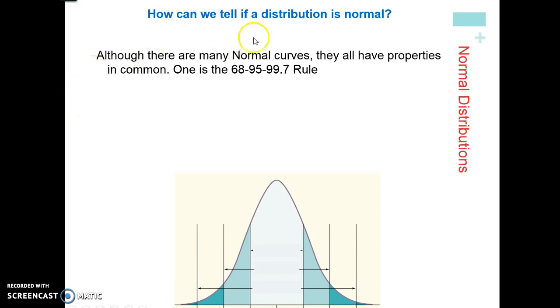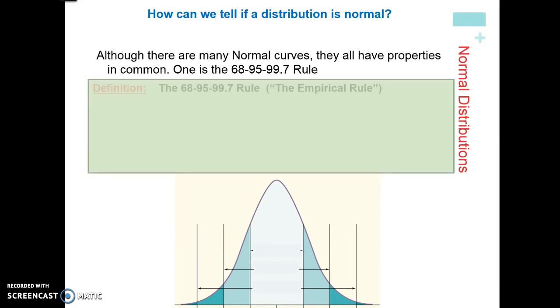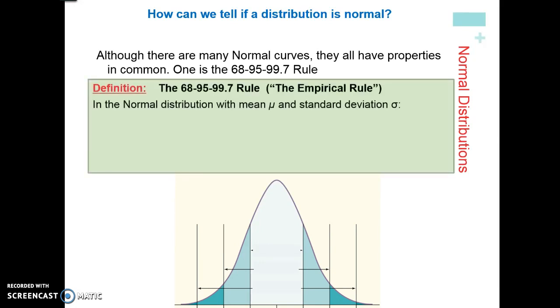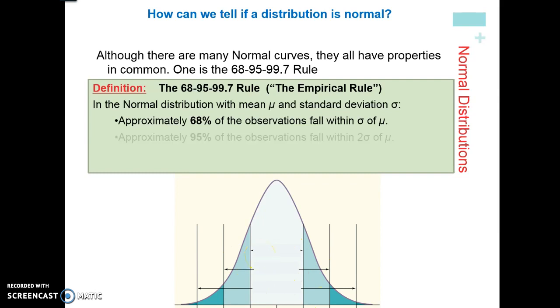Although there are many normal curves, they all have properties in common, which is why they're called normal curves. One is called the 68, 95, 99.7 rule, which you've probably heard about, the empirical rule, in Algebra 2. Here's what it tells us. It tells us that about 68% of the distribution falls within one standard deviation of the mean. That doesn't mean it's exactly 68, but there's about 68% above and below the mean.